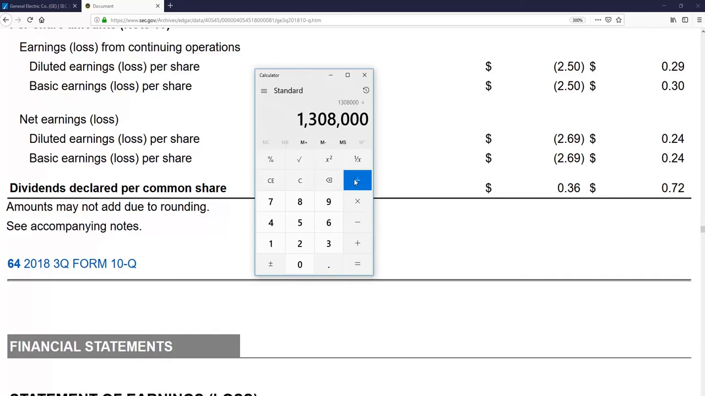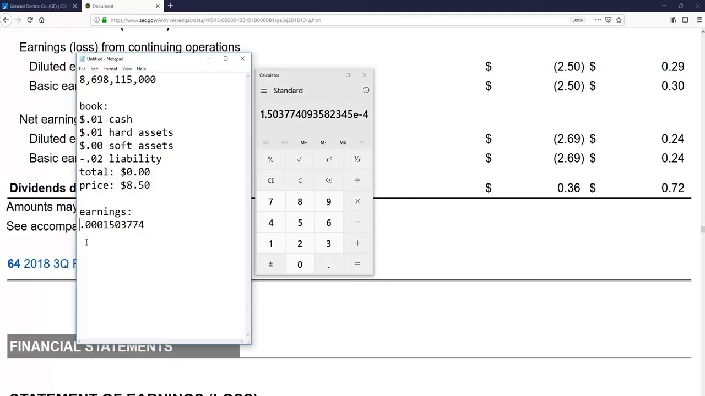Okay. And so we got 8,698,115,123. And again, we have a very small number. So that is, yeah, that is no money. Okay. Every share of GE gets that much in earnings. Now we own currently 100 shares, so if you take that times 0.00015, right, that is 2 cents. 2 cents. So the stock price should go up 2 cents every year.